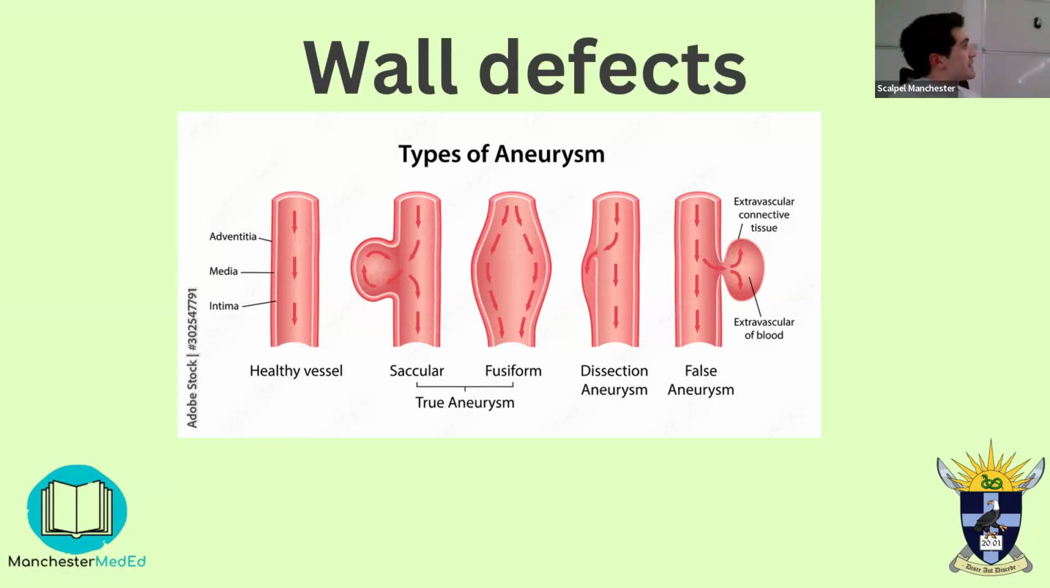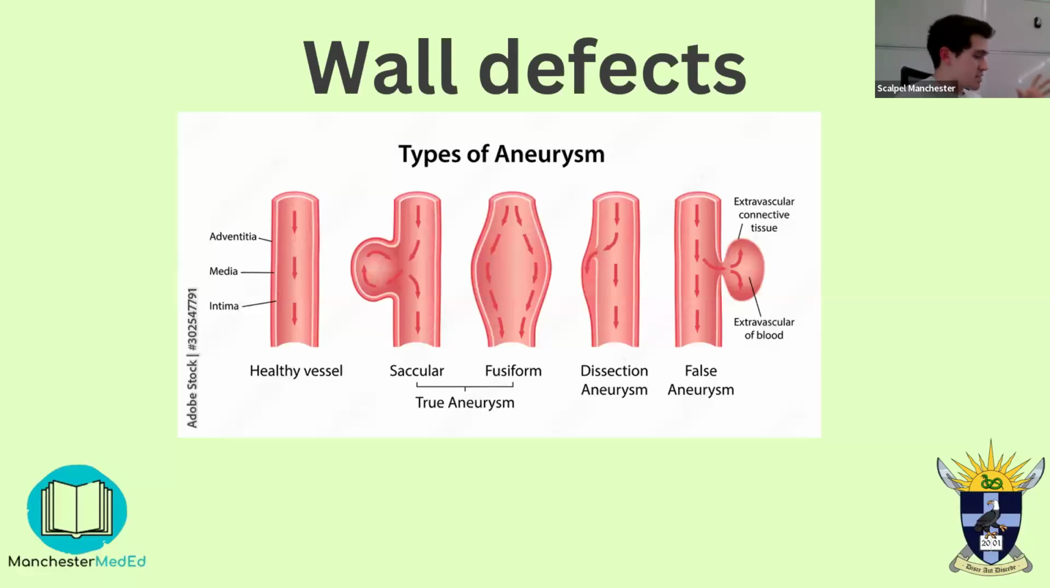The first type of wall defect you can get is an aneurysm, true aneurysm. Aneurysm is just defined as a dilation of a blood vessel beyond its normal diameter. So it can be saccular or fusiform, as you see there. Saccular tend to be within the brain. These are your berry aneurysms. These are the ones you get in the neurovasculature. Fusiform tends to be what you get in the peripheral arteries.